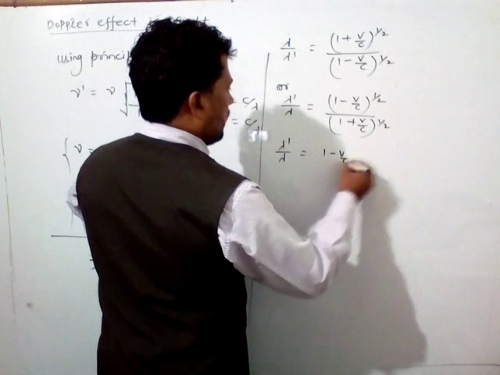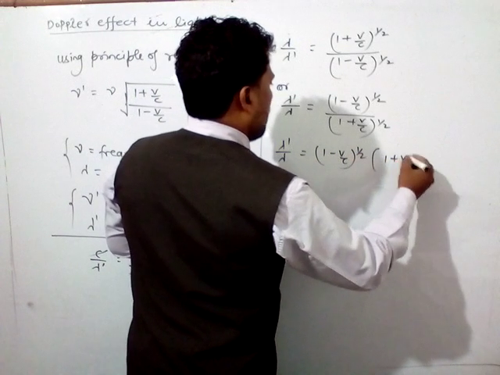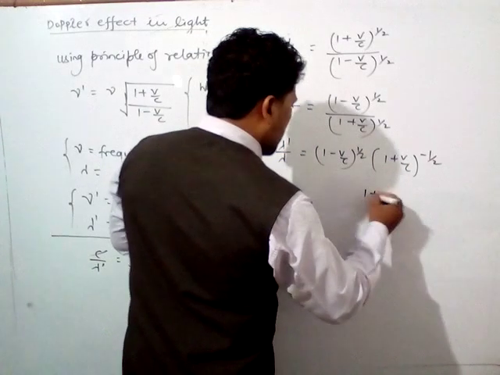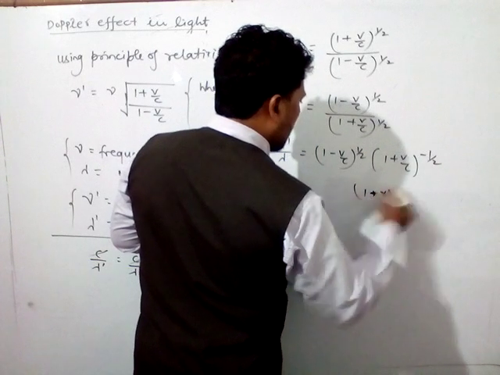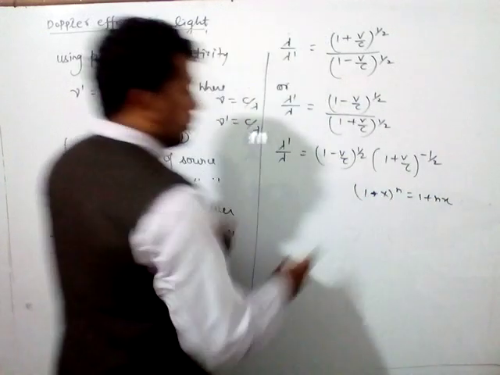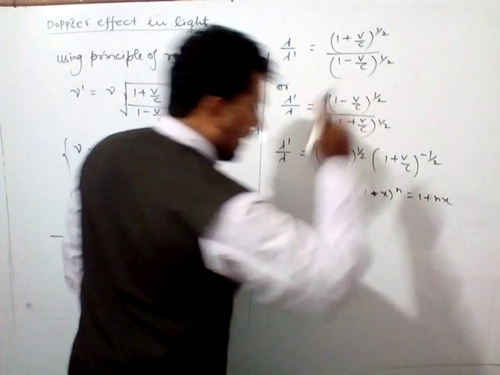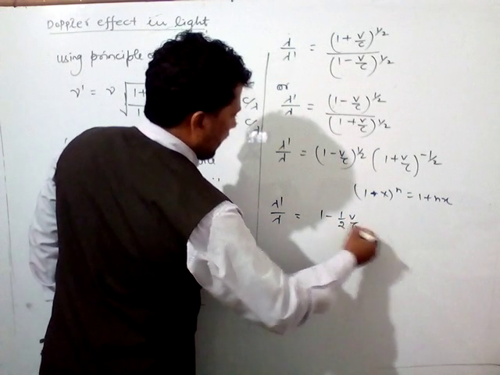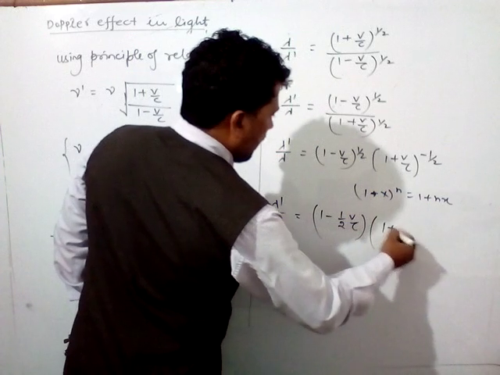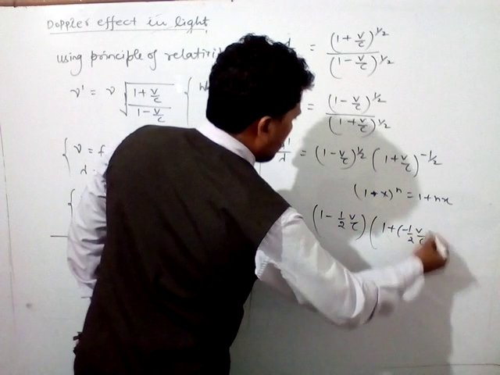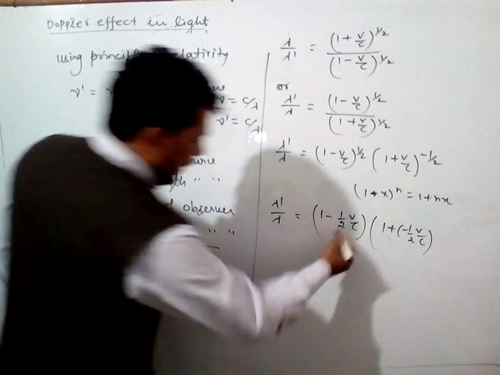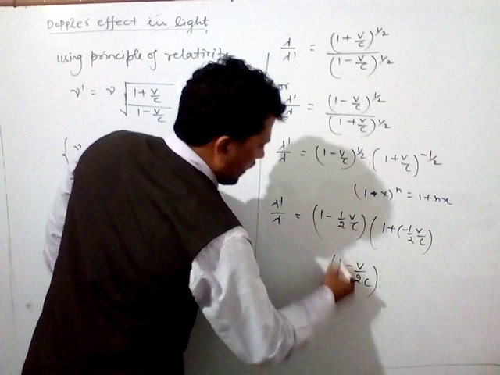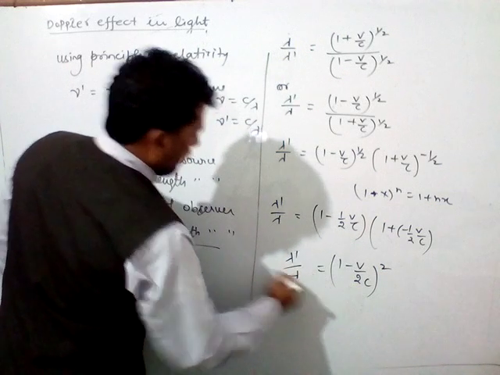सो (1 minus v by c) power 1 by 2 and (1 plus v by c) power minus 1 by 2, and both will be expanded by the binomial theorem, just like (1 plus x) power n, that is 1 plus nx. जो भी साइन यहाँ है और जो पावर है वो x के साथ मल्टीप्लाई हो जाएगा. सो lambda dash by lambda is 1 minus 1 by 2 v by c, और इसका हो जाएगा 1 plus minus 1 by 2 v by c. सो both are same, so it can also be written as plus minus minus हो जाएगा. So (1 minus v by 2c) whole square equals lambda dash upon lambda.